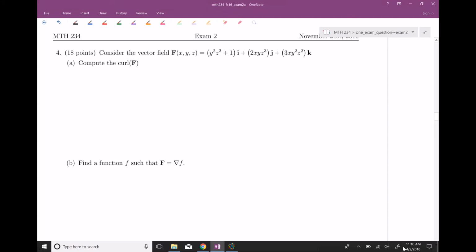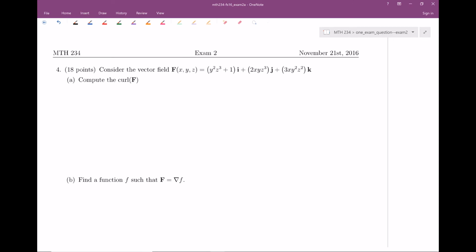Alright, welcome everyone. In this video we're doing a 16.3 style problem. This is from fall 2016. We're doing problem number 4, and again 16.3 is talking about this fundamental theorem of line integrals. And this is really the upgraded version. This is something closer to what we may have seen in 16.5, but again it is the fundamental theorem of line integrals, so okay. Alright, so the first thing we want to do is compute the curl.